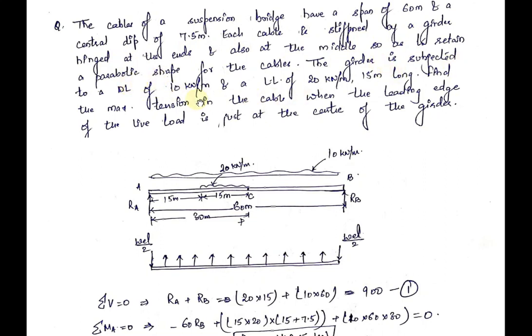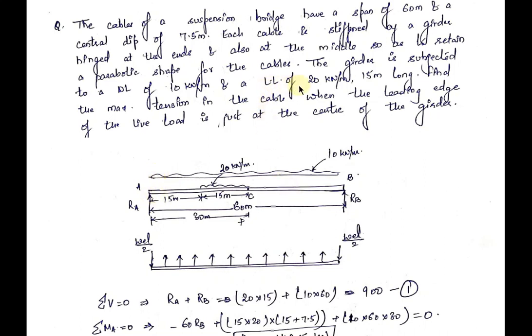The girder is subjected to a dead load of 10 kilonewton per meter. So the first load acting on the girder is the dead load, its self weight. Dead load is the self weight or the permanent load which is attached to the girder. So the dead load is given as 10 kilonewton per meter. The dead load acts along the full length of the girder because it is the self weight of the girder.